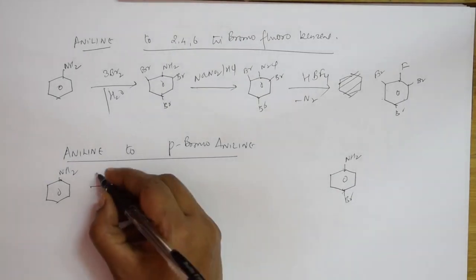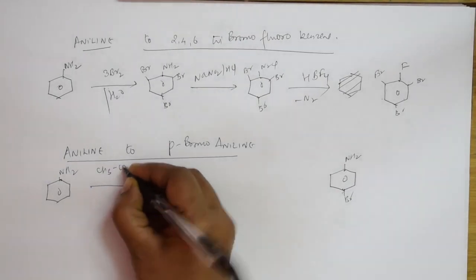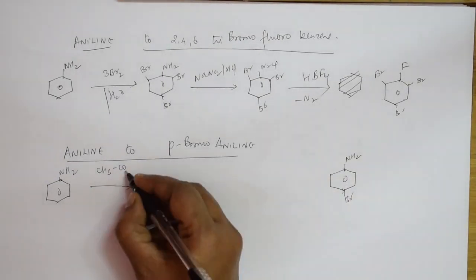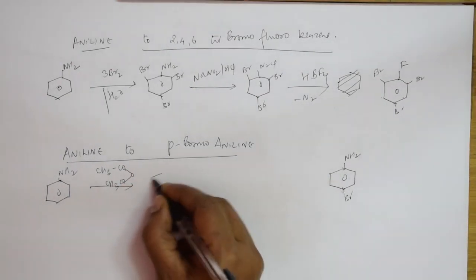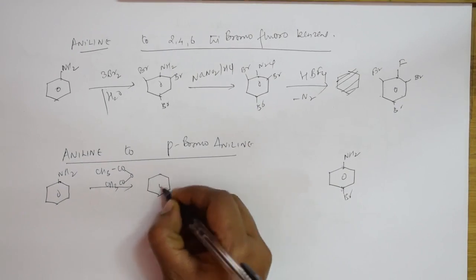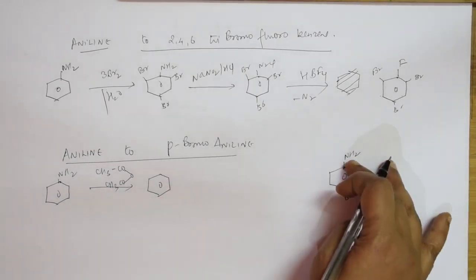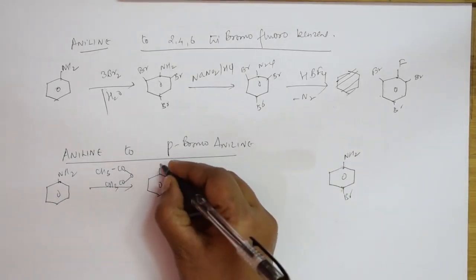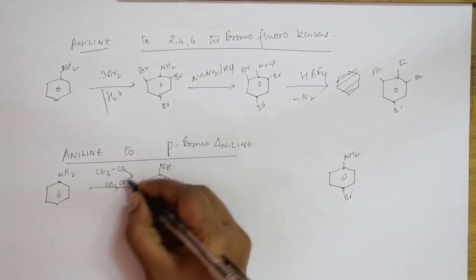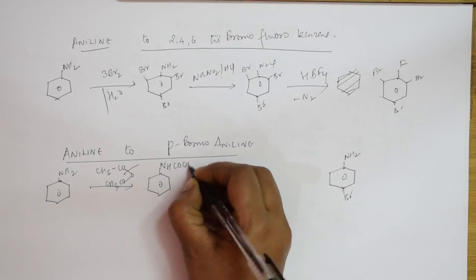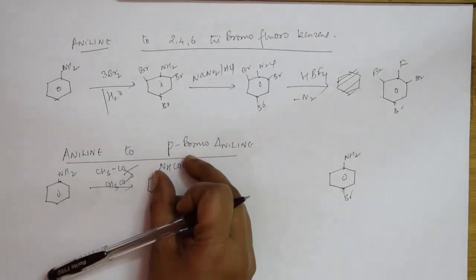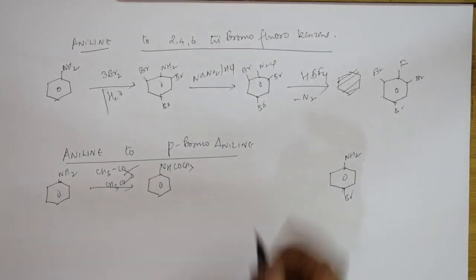In controlled bromination, first I am going to take acetic anhydride because I need to block this group. When I introduce it, I block the activating group. First there's a cleavage of the bond here, and you get NHCOCH3. Now it's blocked. Now I can introduce bromine to this.